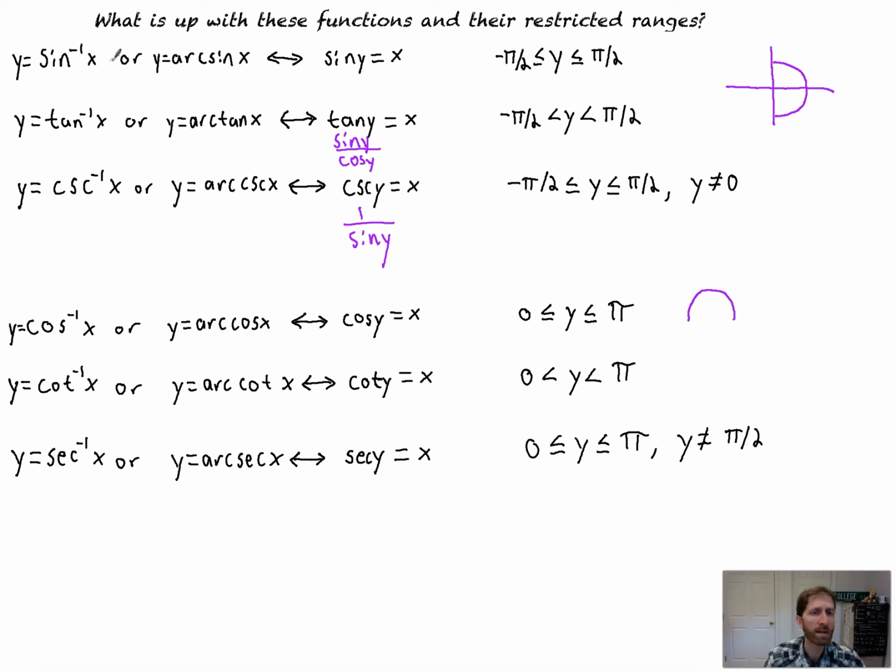So what I have here is basically the statement that sine inverse x equals y, which is the same as saying arcsine x, if and only if sine y equals x. In other words, y is the angle, x is the ratio. So sine of y equals x. Y is the angle, x is the ratio. So tangent of the angle would equal the ratio.